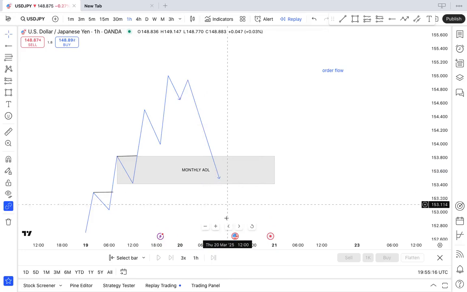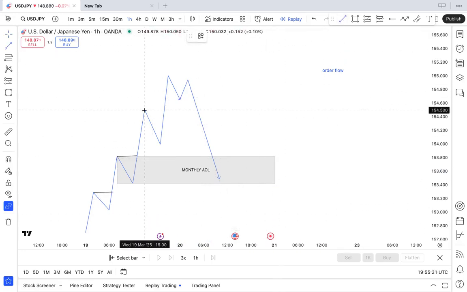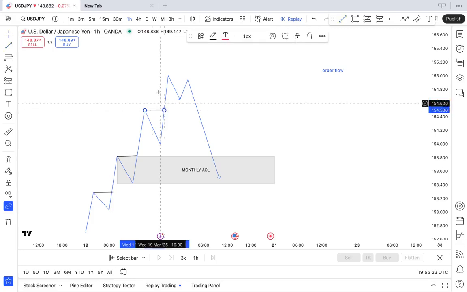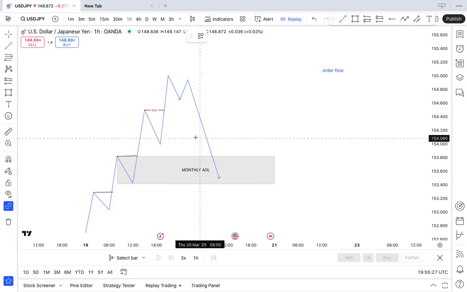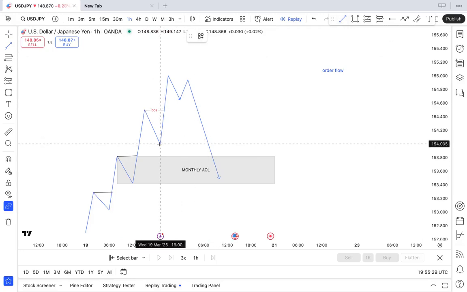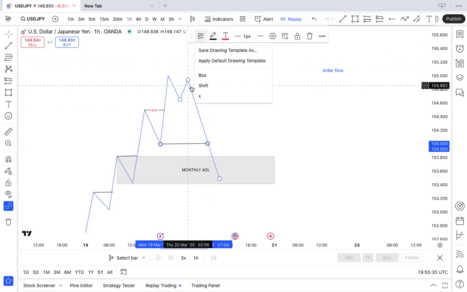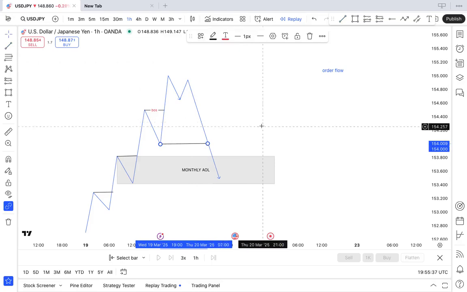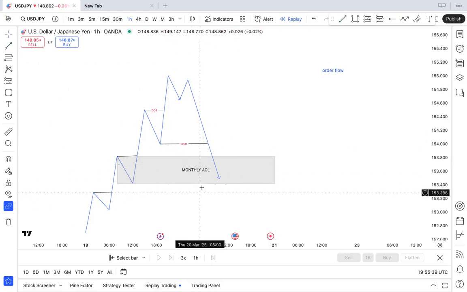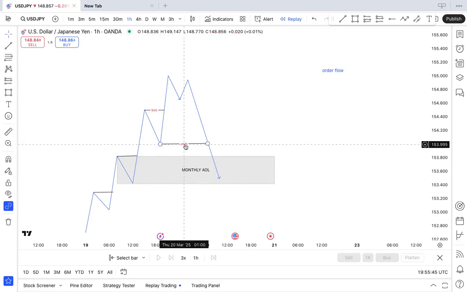any. So, first and foremost, I will mark this as my BOS. Then I will mark this level as my transition or a shift. Then what do I do to this area of liquidity? So I'm having two things in mind. One, this can be liquidation.